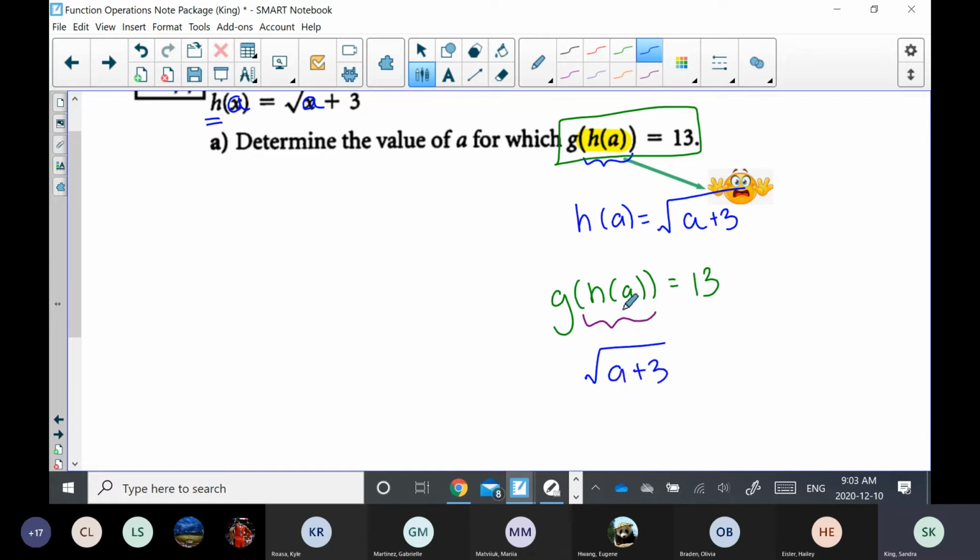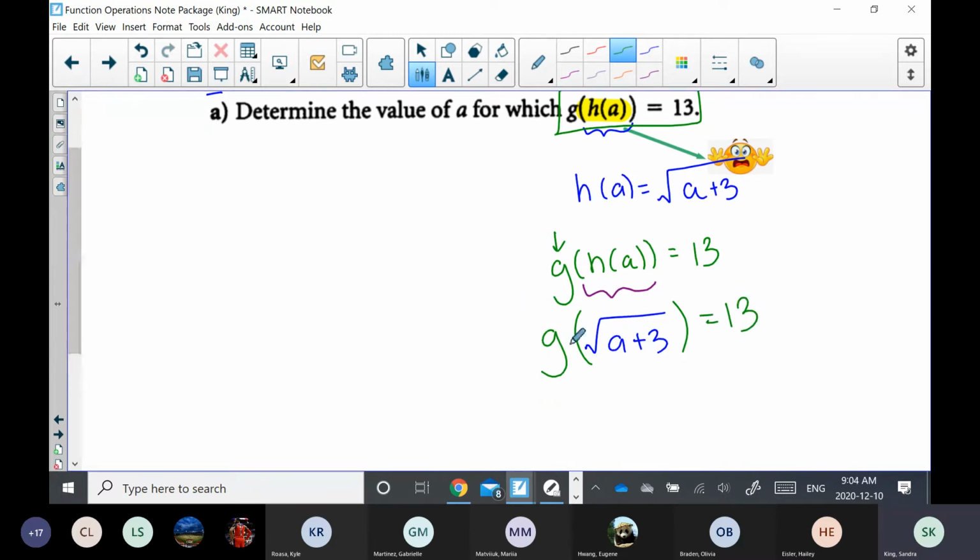And where I now need to put this is in the outer function, which is my g function. So this needs to go into my g function, okay? And this is going to be equal to 13. So now, again, in my g function, wherever I see an x, I need to put in the square root of a plus 3.